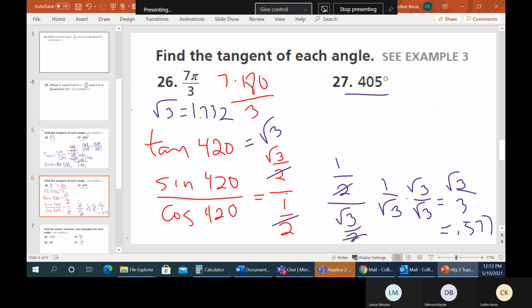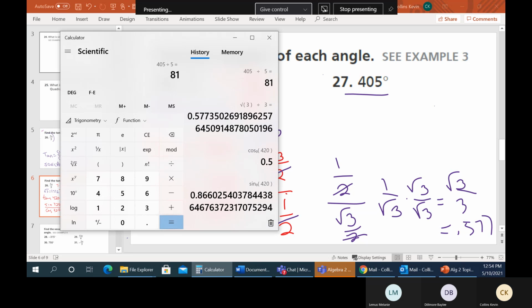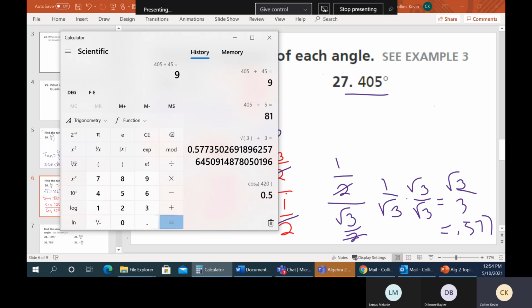Okay? So let's talk about this guy. 405. Okay, so when they end with 5s, this is probably going to be a multiple of 45. We can figure that out on our calculator as well. If we take 405 and divide by 45, my bad. So 405 divided by 45, there we go. So that's 45 times 9.